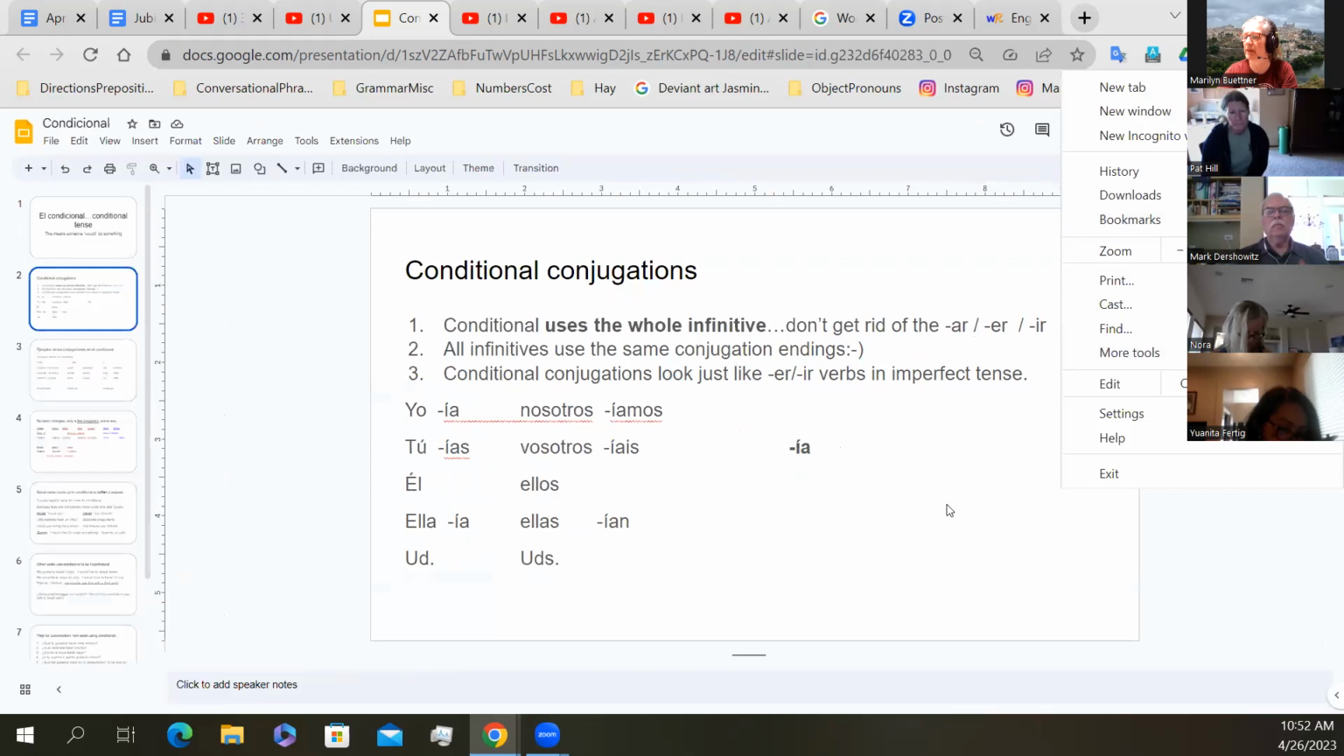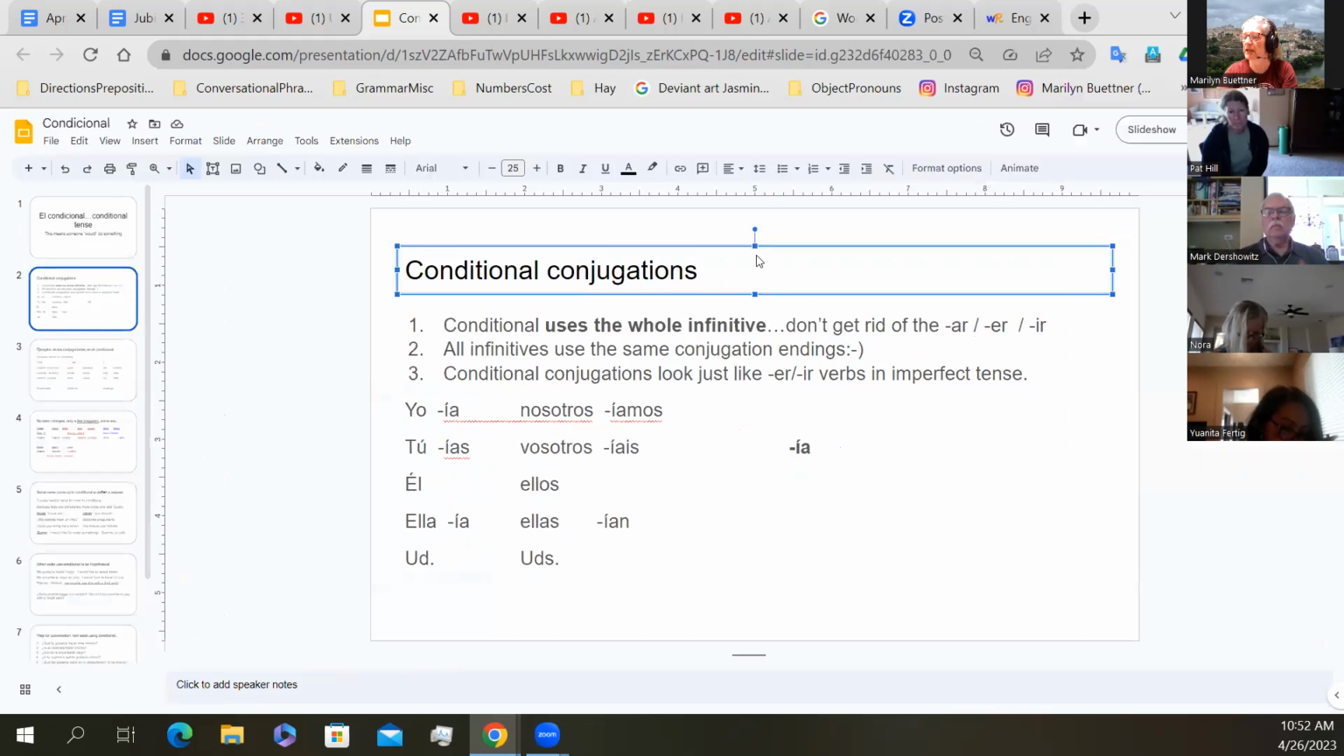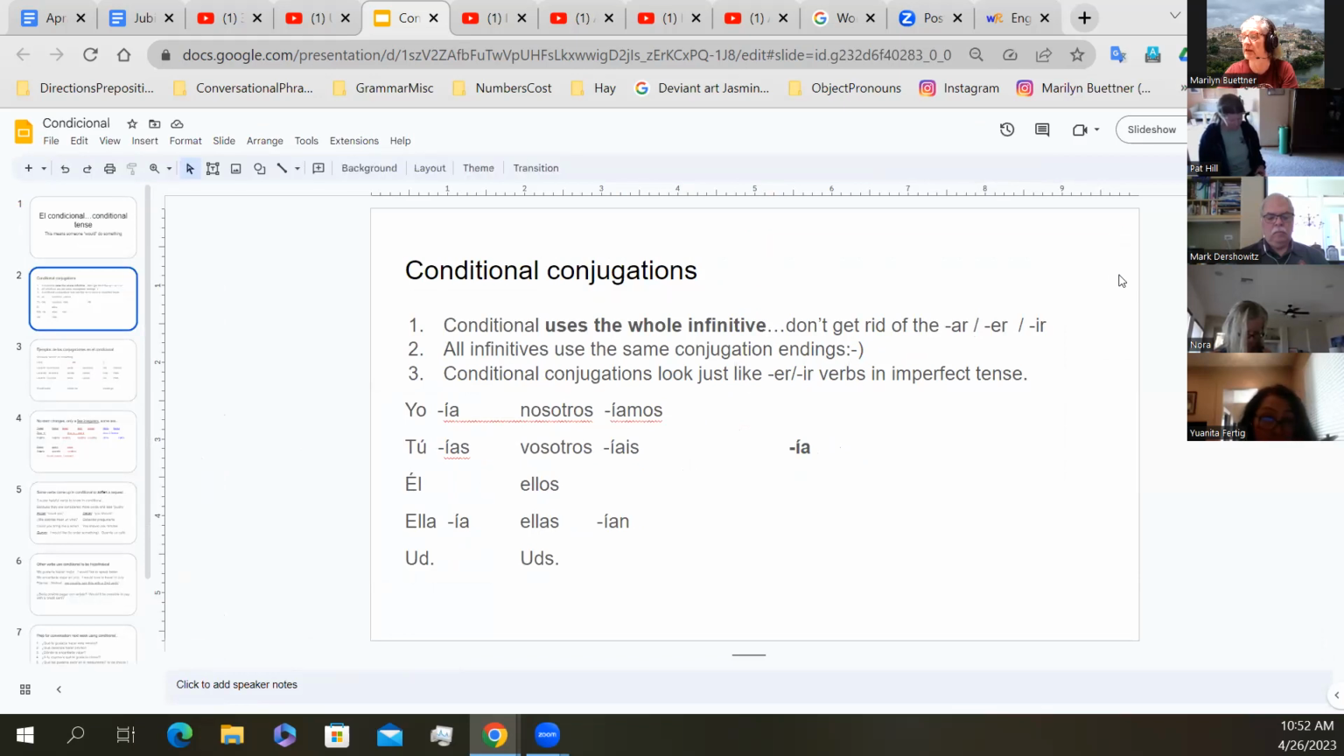Okay, bien. So in Spanish, fortunately, it is a fairly easy tense to use, and there are going to be things that you would normally assume should be irregular that aren't. So that's kind of nice to know. So conditional, we'll use the whole infinitive. We don't get rid of the AR, ER, IR. That's how we recognize this.